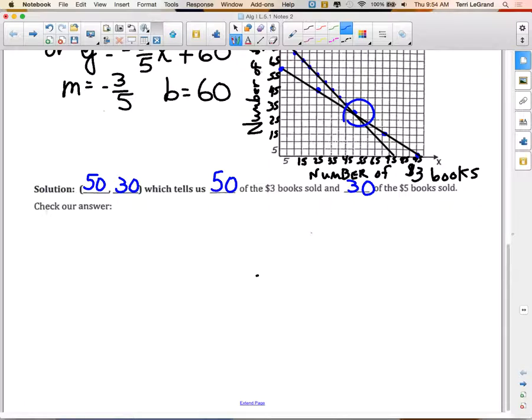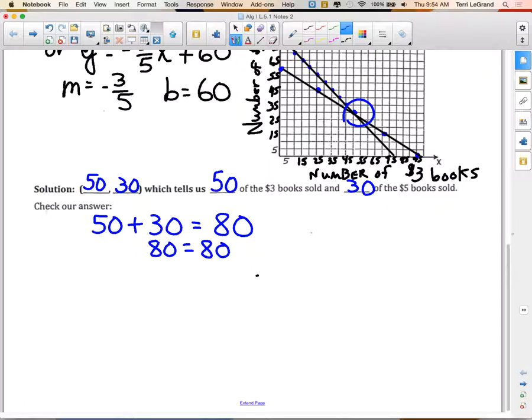Now, when I say check our answer, here's how we're going to check our answer. In other words, does our answer make sense to what the setup was? Not according to our equations. We're not going to check them in our equations, because if we set up the wrong equations, it's probably going to check out. But what's the information they gave us in the beginning? So this is 50 books and 30 books, and they're supposed to add up to 80, because there were 80 total books. So, you know what? That does happen. That makes sense. The other thing they said is there was $300 in sales.